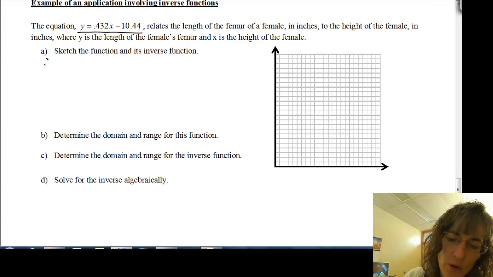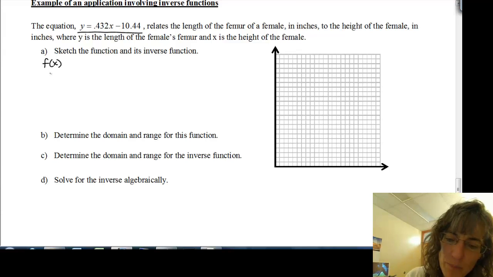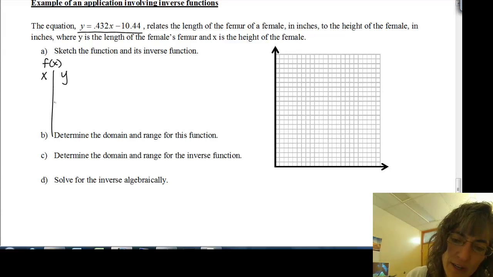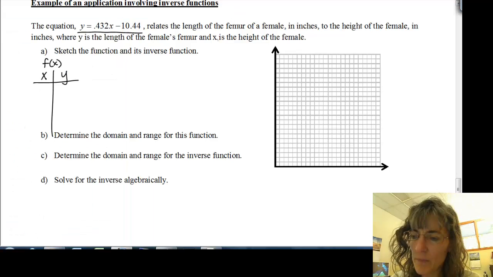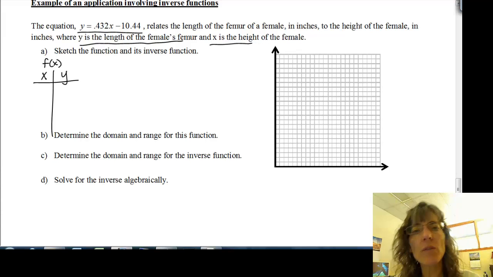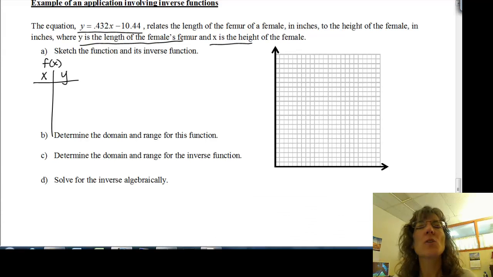First, I need to sketch the function, and I also need to sketch the inverse. So for the function, I want to make an XY table and pick out a few points that I think are important. When I look at this, the x is the height of a female and y is the length of the female's femur. So imagine that you're out on a dig for archaeology and you find a bunch of leg bones and you've figured out that they were from females.